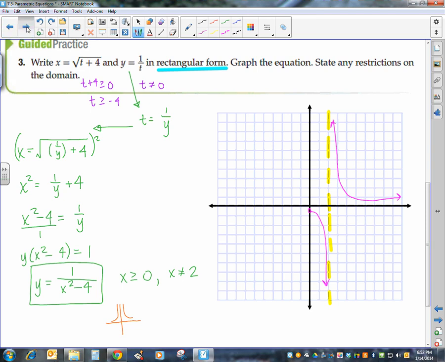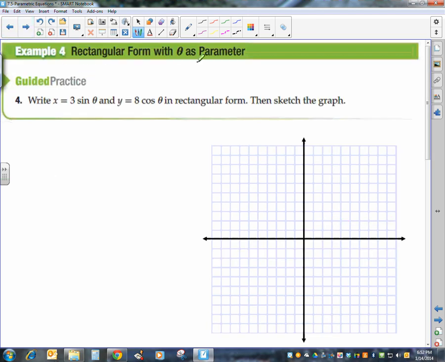All right, moving on. Sometimes we have an angle in there, and basically theta and t are interchangeable in our parametric equations. We have x equals 3 times the sine of theta, y equals 8 times the cosine of theta. To write that in rectangular form, we want to solve for the sine and cosine of theta. So we have x over 3 equals the sine of theta, and y over 8 equals the cosine of theta.